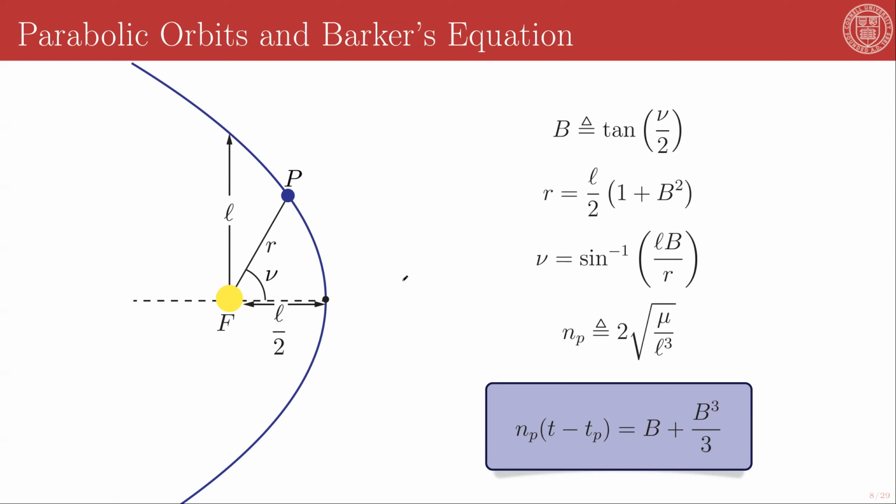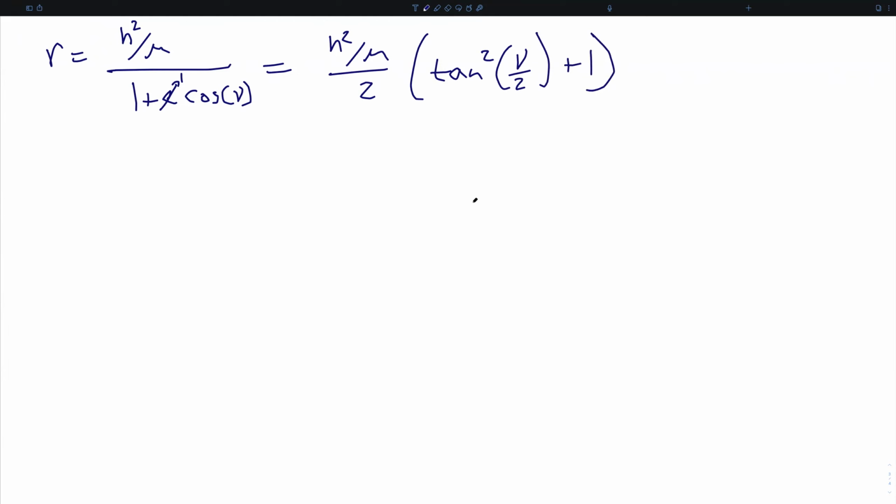However, the conic section equation is exactly the same as before. So we'll start with that. The orbital radius for all time is given as h squared over mu divided by quantity 1 plus e cosine nu. e, as we just said, is 1. And so what we have is, where we've used the trigonometric identity to change this denominator into this factor.